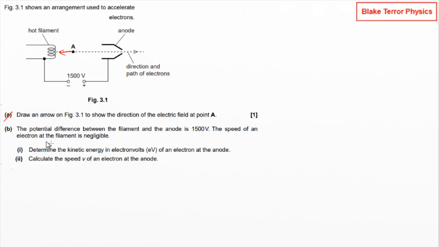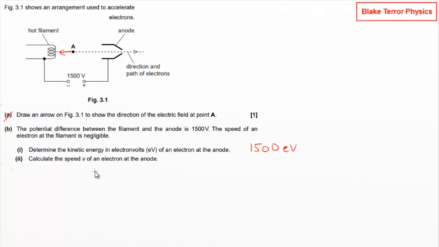So, right, that's fine. Potential difference between the filament and the anode is 1500 volts. Yeah, we know that. Speed of an electron at the filament is negligible. Determine the kinetic energy in electron volts of an electron at the anode. Right, so an electron volt is just the amount of energy that you get if you move an electron through 1 volt. Now we're moving electrons through 1500 volts. So that is just going to be 1500 electron volts. That's the whole point of electron volts.